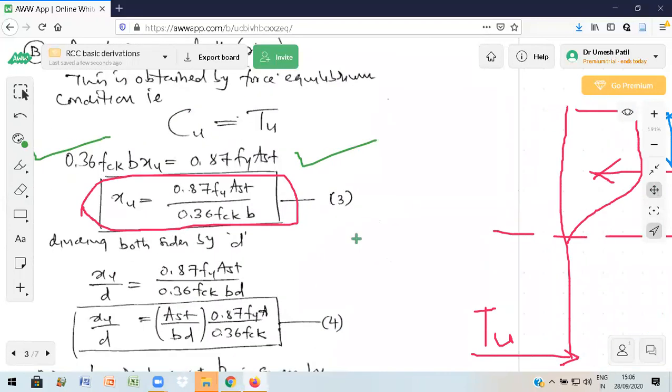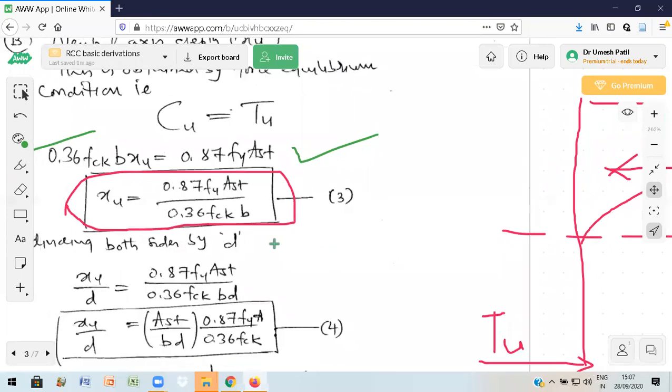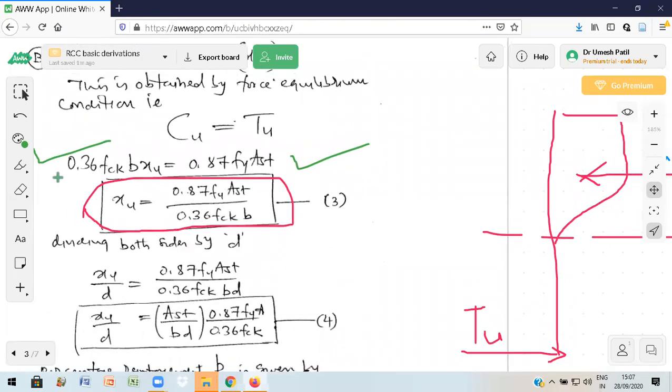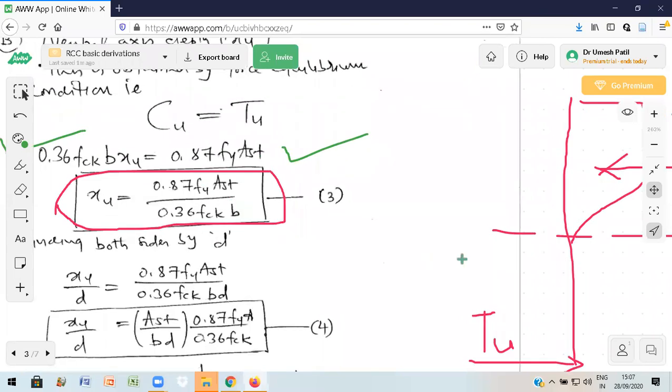Equation 3, I'll show you where it is. Once these problems are solved, I'll open the code book pages wherever these are there, and show that. Okay, so now what I have done: total compression must be equal to total tension. From this one, Xu is taken on the LHS, meaning the remaining you send to that side. 0.36 fck B has come here. This is how you should find the depth of neutral axis.